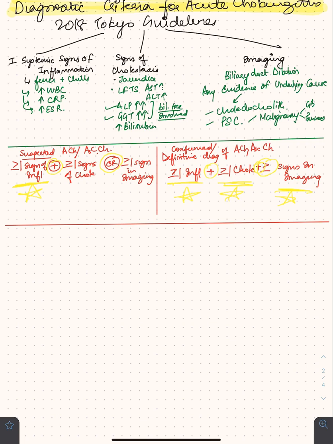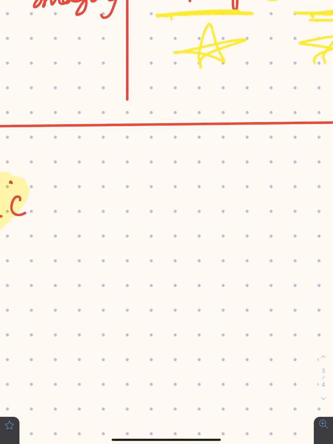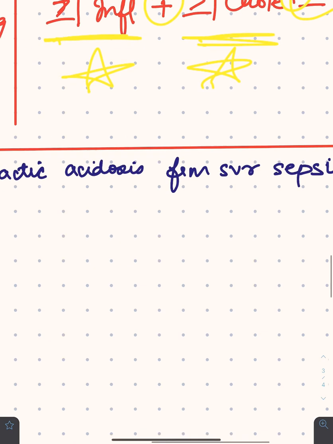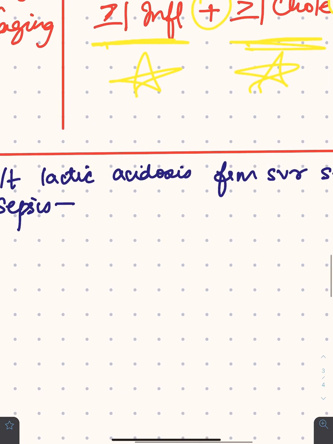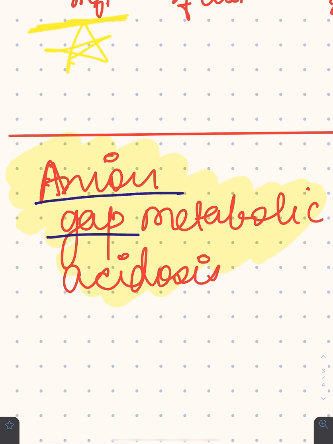A very important complication that can be seen with acute cholangitis is anion gap metabolic acidosis, and this may be presented to you in the clinical vignette. That's why it's important. What happens in an anion gap metabolic acidosis? Due to lactic acidosis from severe sepsis. Always remember that sepsis will cause the lactic acid to go up, and that will lead to acidosis. But this acidosis will be an anion gap metabolic acidosis.